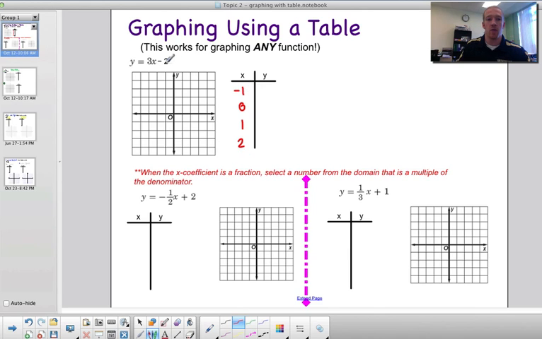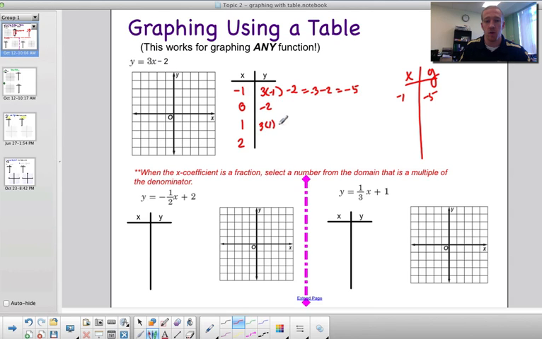So I plug in -1 to my formula. That's 3 times -1 minus 2, which is -3 minus 2. -3 minus 2 is -5. So just to make it a little clearer, I have the point -1 for my x, -5 for my y. Plugging in 0, 3 times 0 is 0. 0 minus 2 is -2.